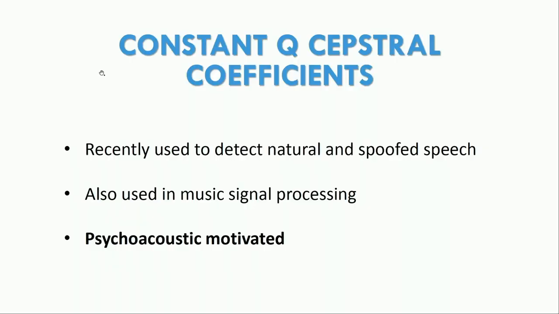The second approach was using what is called the constant-Q cepstral coefficients. Again, it has been used basically in speaker verification to detect natural and unnatural speech, and has been very successful in that. So that was one of the motivations. And the other one is that it's psychoacoustically motivated.